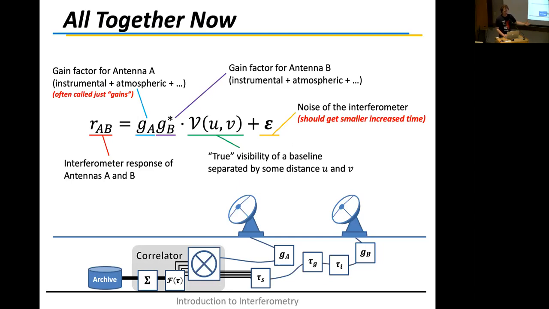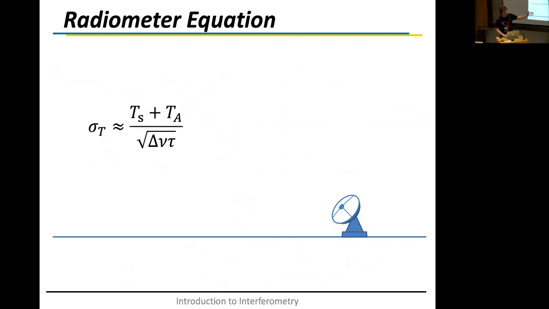All right, so what is this epsilon, this noise thing, all about? And how is it exactly defined, or what value should it take on? So this is what's called the radiometer equation. It's a generic equation that's true for any radio detector device. You have a couple of different terms here, using my fancy-dancy coloring technique.